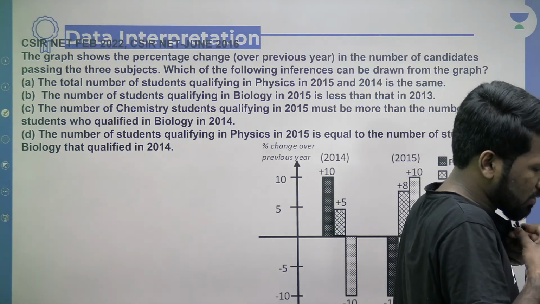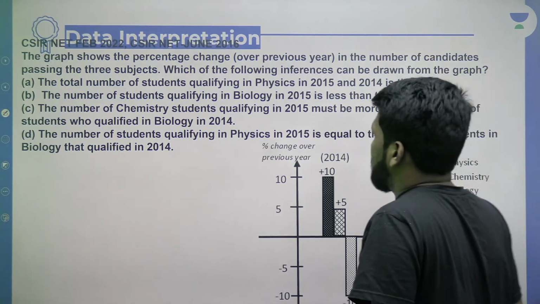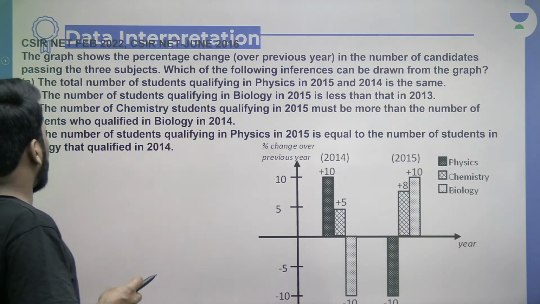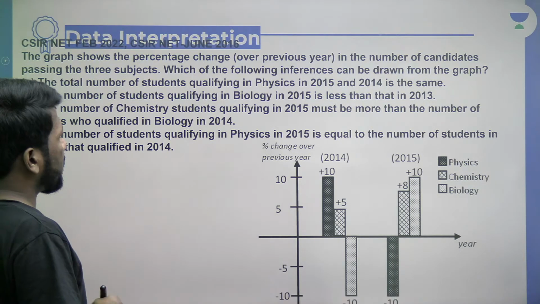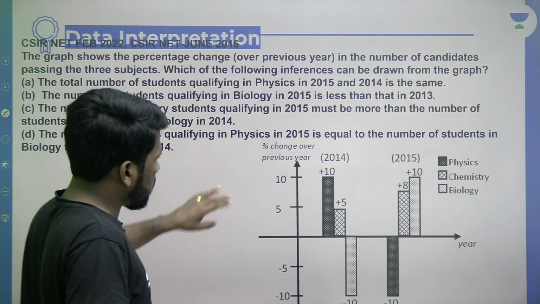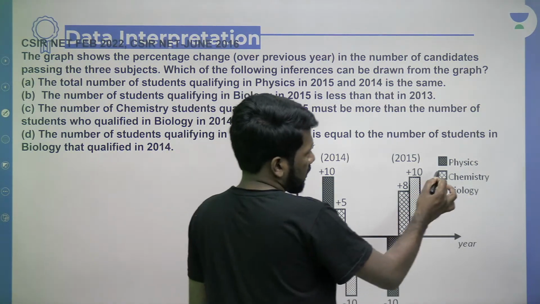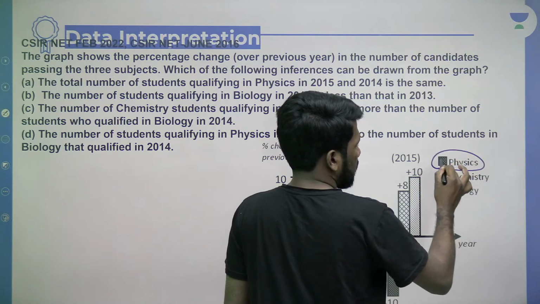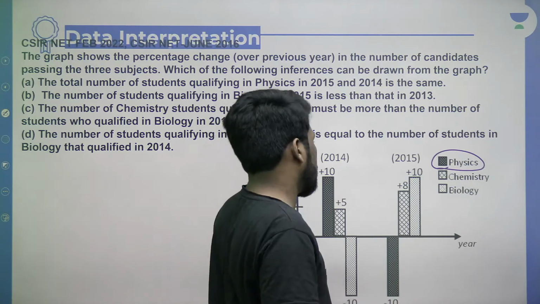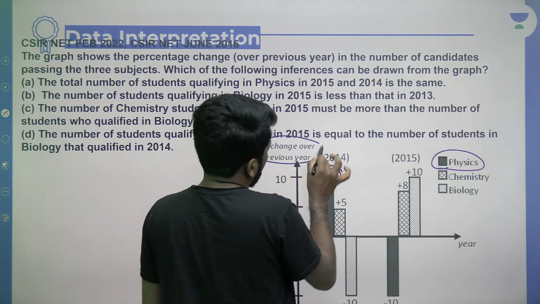So I'll explain. This question may be a little time consuming to explain also. The graph shows the percentage change over previous year in the number of candidates passing in the 3 subjects. Which of the following inferences can be drawn from the graph? Percentage change over previous year. So 2014, for example, we will discuss physics first. Physics is denoted by this dark dotted region. Here it is written plus 10, meaning percentage change over previous year.